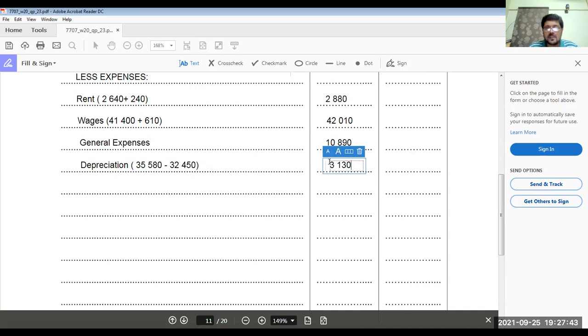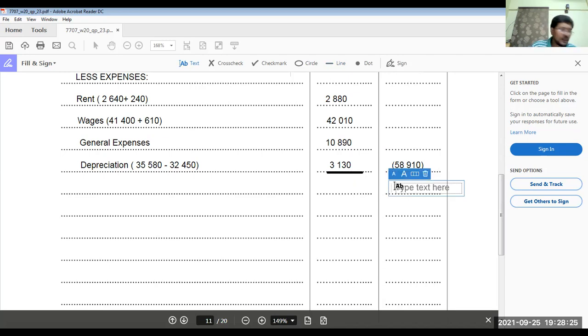3,130. That's all from the expenses. Okay, we put a line over here, so we'll get total expenses here. Total expenses is how much? 2,880 plus 42,010 plus 10,890 plus 3,130, 58,910. This is our total expenses. It should be in the bracket. It's a negative figure now, because we have to deduct.